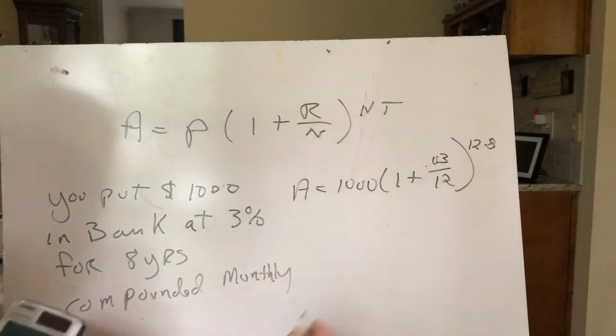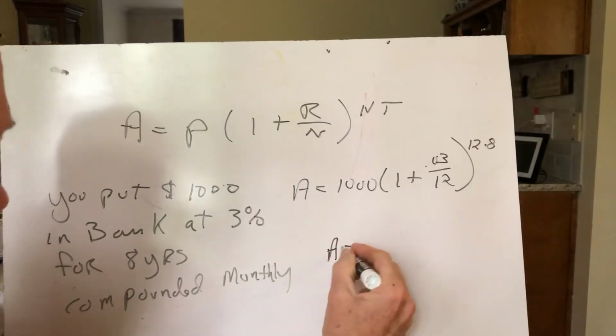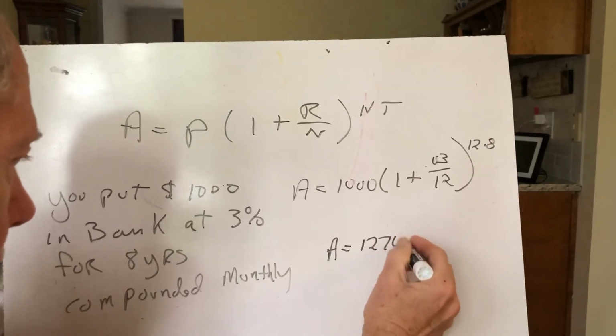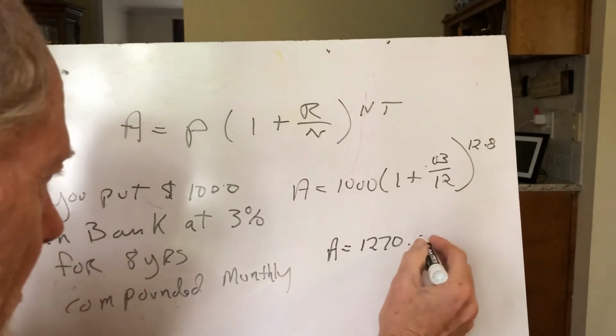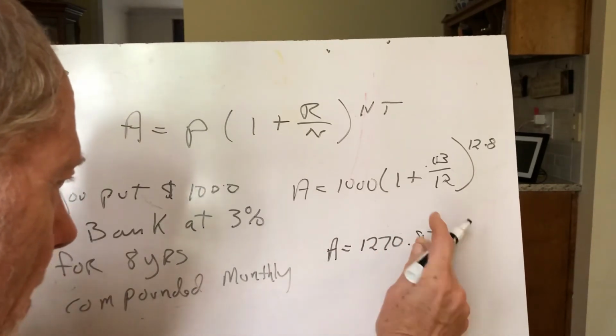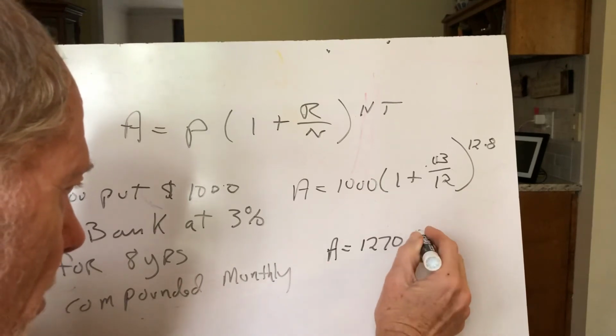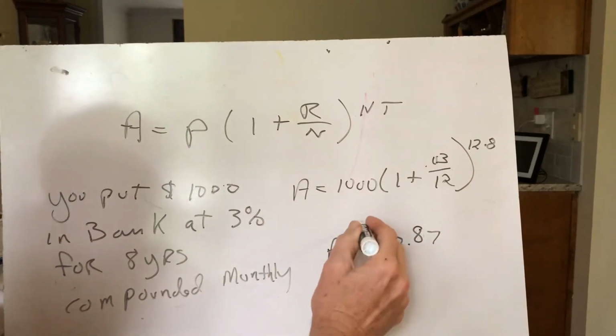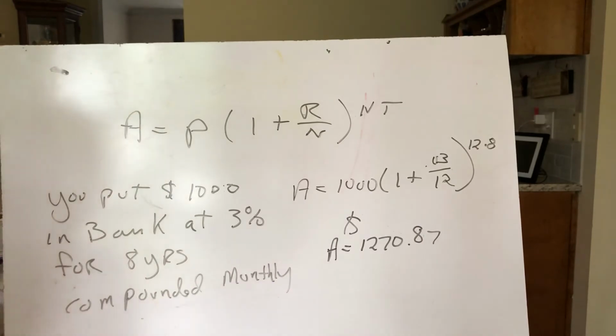I ended up with A equals 1270.87 if you round off to the nearest penny. So for money, always round off to the nearest penny. Now, how much interest did you make on this? Well, you put in 1,000, subtract 1,000, you made $270.87 interest.